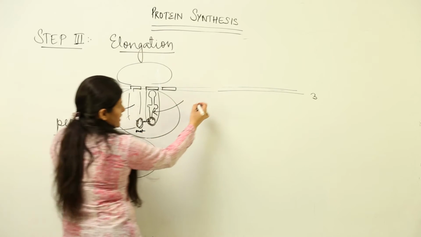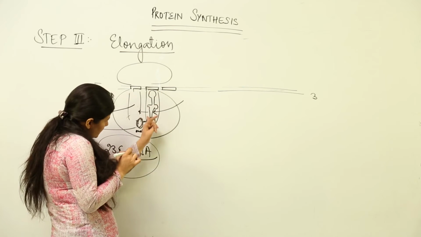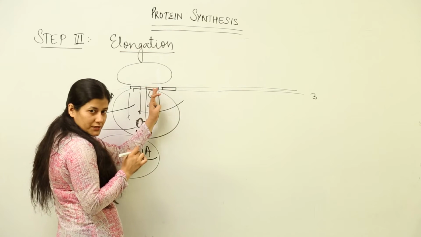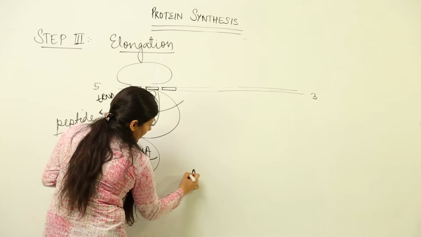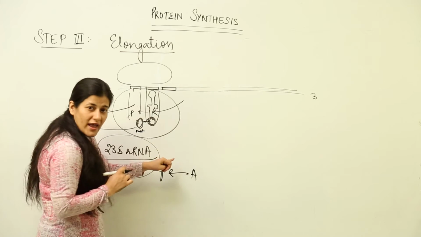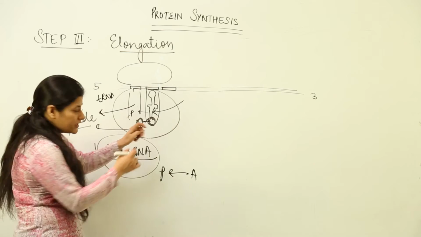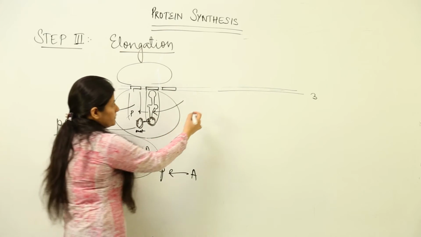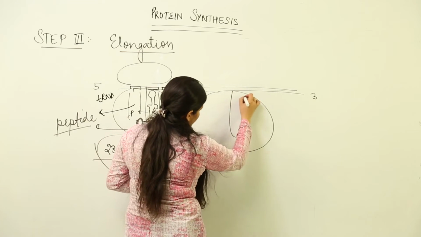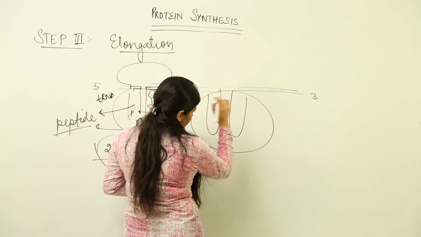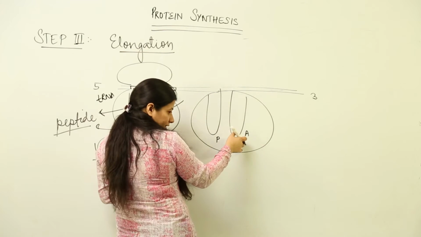What happens in the next step is that this A site is again emptied and this particular charged tRNA shifts to the P site. So, there is shifting from the A to the P site, and where has the earlier P site tRNA gone? It has left, leaving behind the amino acid which is joined by a peptide bond. As the ribosome moves further and further, again the next tRNA comes at the A site and the P site is occupied by the one that was at the A site.